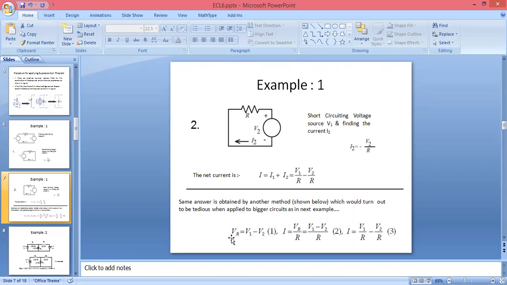And according to Ohm's law, we can write V1 equal to I1 by R and V2 equal to I2 by R. So if you calculate the value of VR here, you know I equal to VR by R. So you will get the value of current I equal to V1 by R minus V2 by R. Both are the same equations, so you can cross verify according to superposition, whether you are getting the correct answer or not.